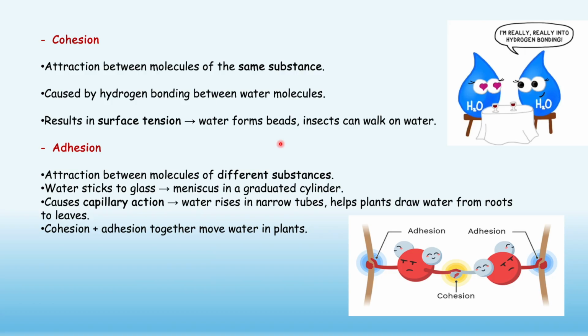Now, to summarize these two properties: cohesion is attraction between molecules of the same substance, adhesion is attraction between water molecules and a different substance. Cohesion by itself gives the phenomenon of surface tension, when water forms beads and insects can walk on it, and adhesion with cohesion together makes the plant take water up in a process called capillary action. As you see here, water with water is cohesion, water with a different substance is adhesion.